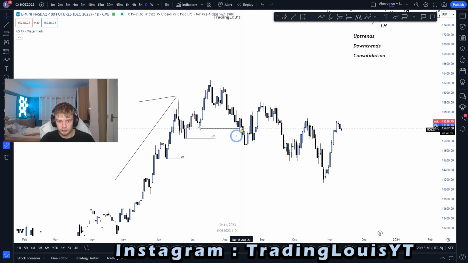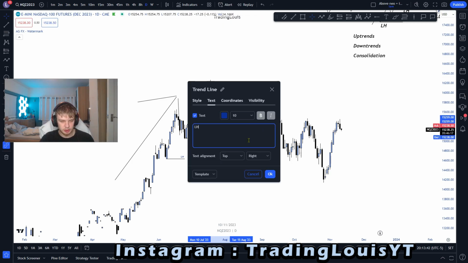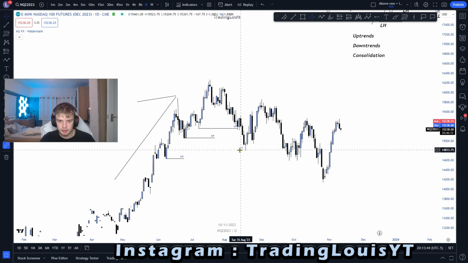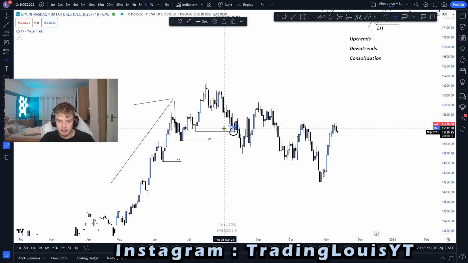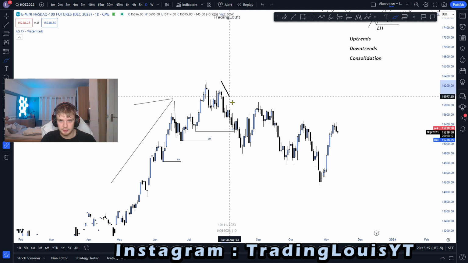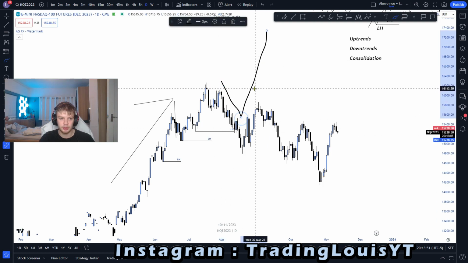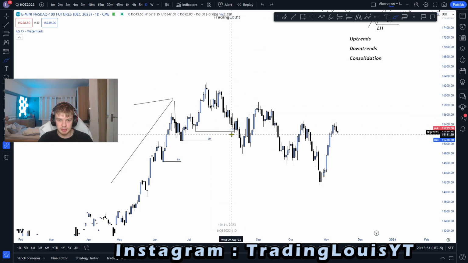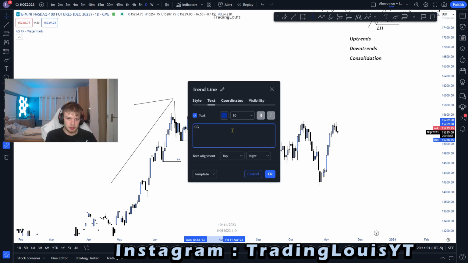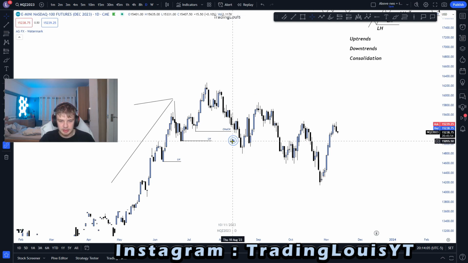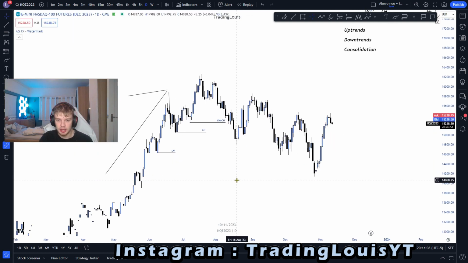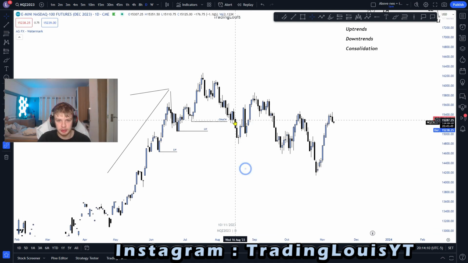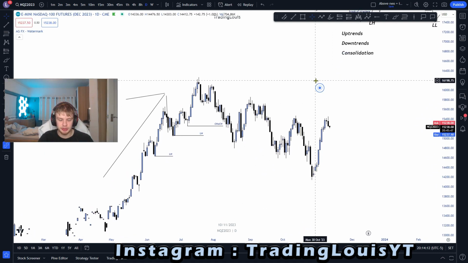And as you can see right here, we get change of character. So right here, instead of price just coming here like this and then carrying on going upwards, what it actually does is it breaks this lower high. Therefore, it is change of character. So if we mark this change of character, what this means is now price has changed character. So what it is most likely going to do is then turn into a downtrend or start to consolidate.